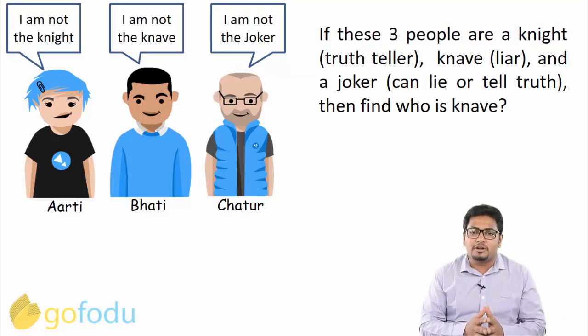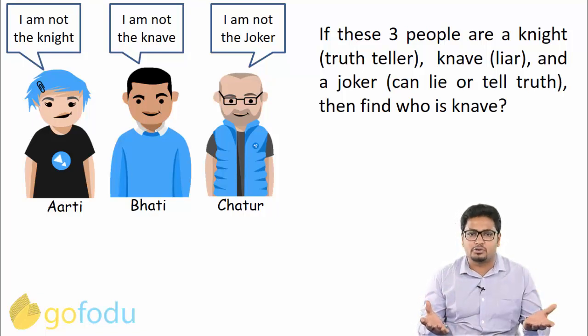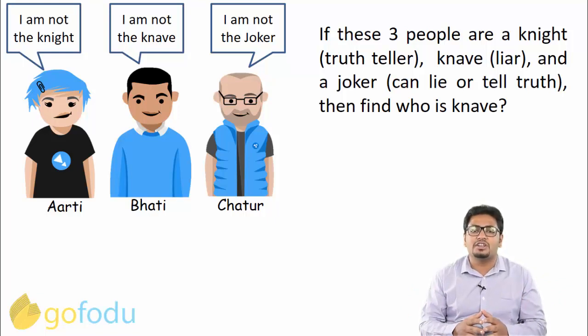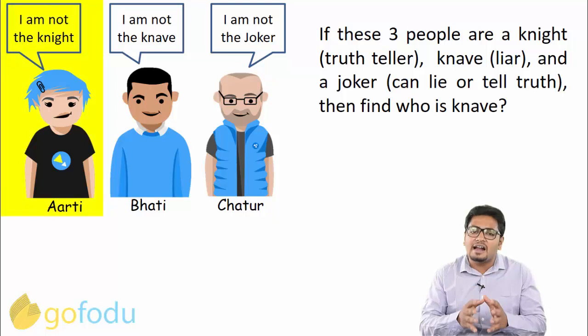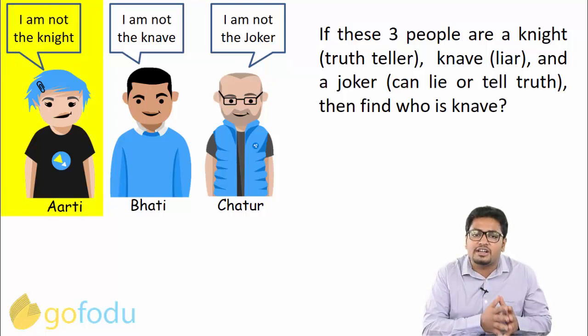Here, 3 people named Aarti, Bhati and Chatur are giving some statements about themselves. Each one of them is a knight, a knave or a joker. A joker is a person who can either lie or tell the truth, meaning he can do both. Here we have to find out the knave or the liar among these three people. Aarti says, I am not the knight.